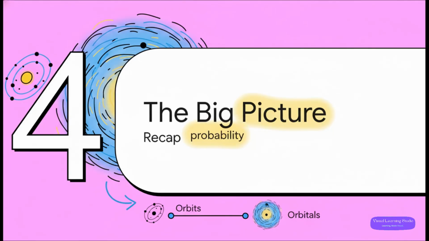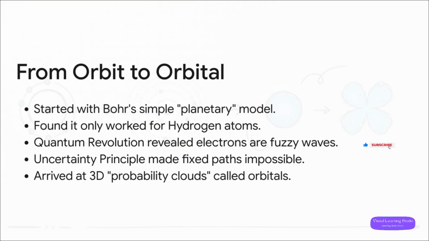All right, we have covered a ton of ground here, right? We've gone from a simple little solar system all the way to these weird, fuzzy clouds of probability. So let's just take a second and do a quick recap to tie it all together. So what was our journey? Well, we started with Bohr's simple planetary model with its nice, neat orbits. Then we saw the cracks appear. It really only worked for hydrogen.